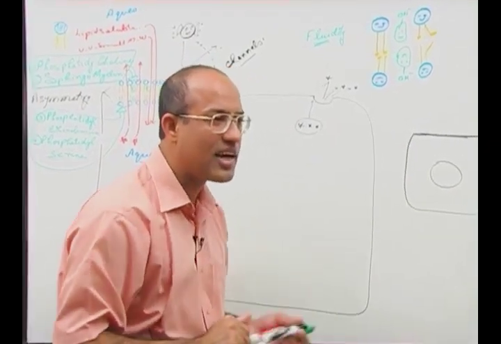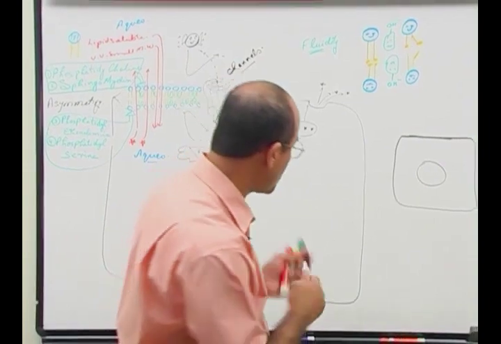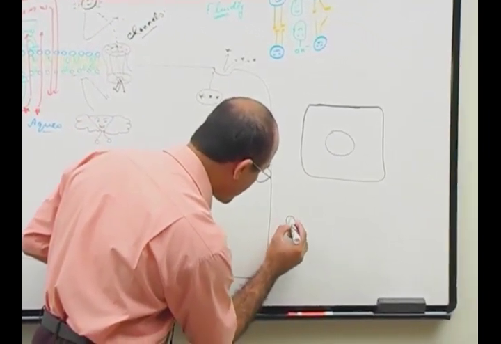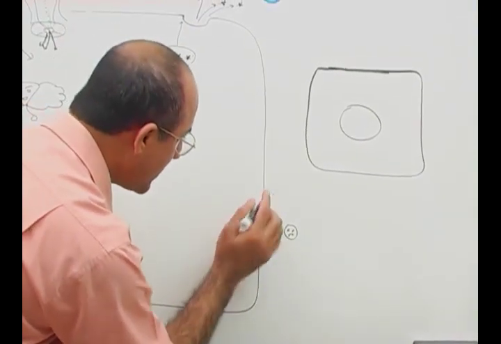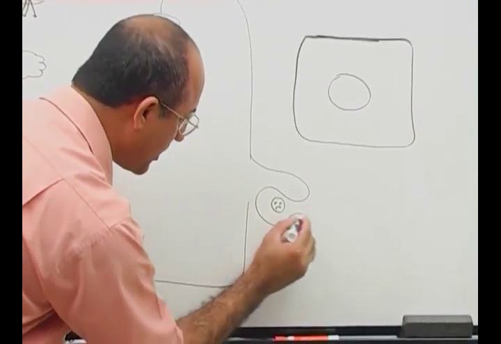Sometimes cells are in a mood to eat something. Let's suppose here happens to be a bacterium. Right? This is very sad. You know why? Because the cell is going to eat this bacterium, if this is a white blood cell.